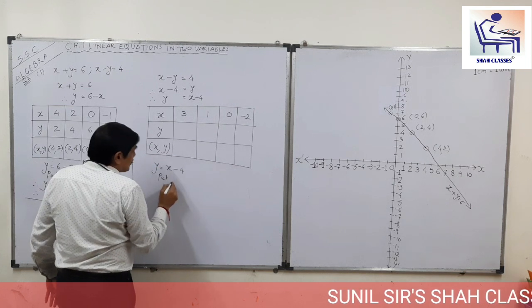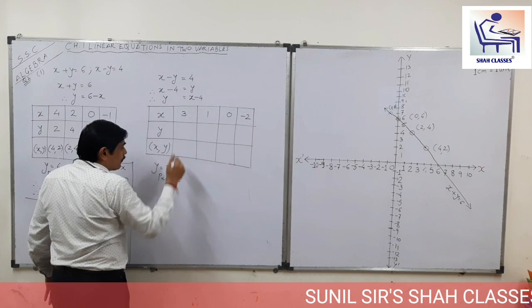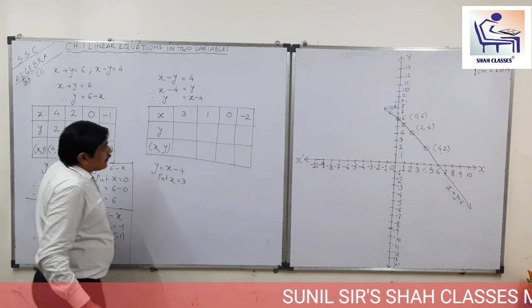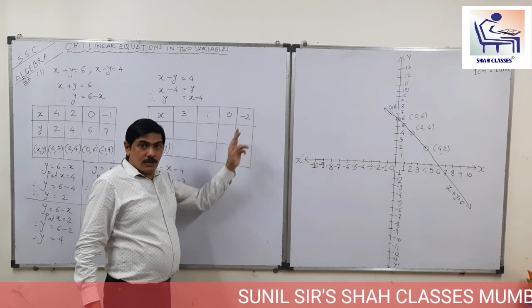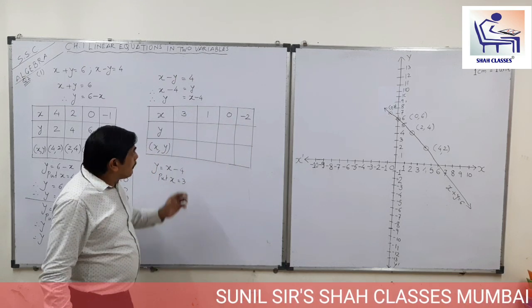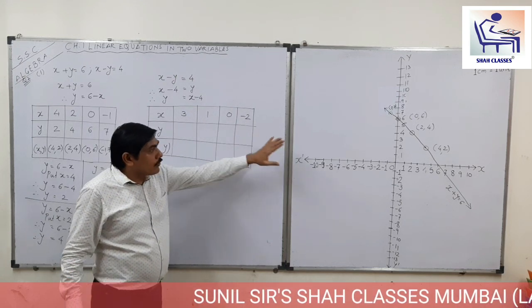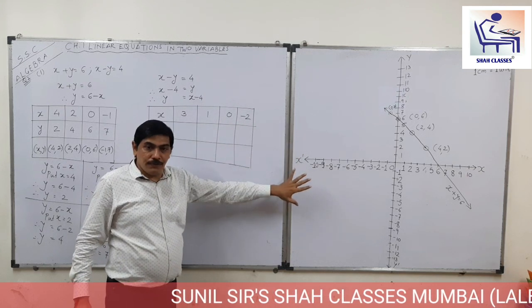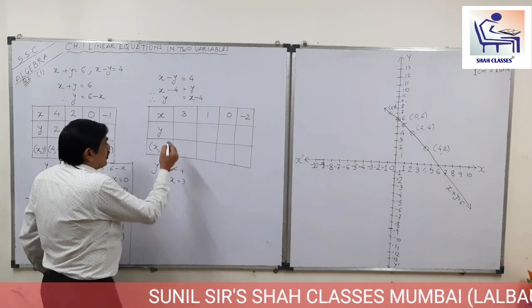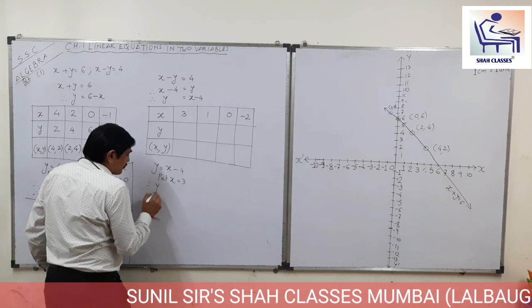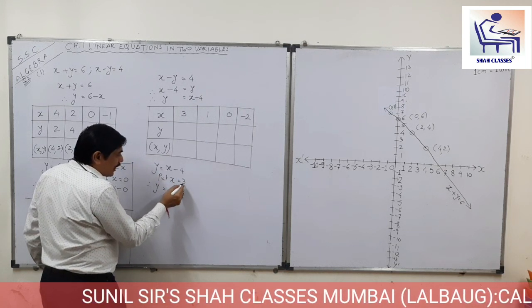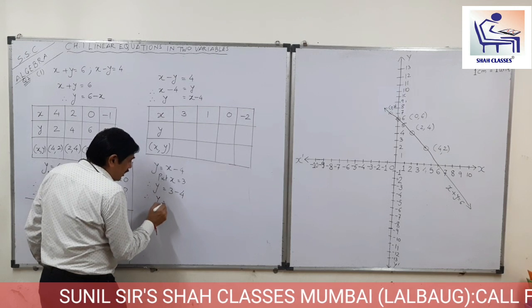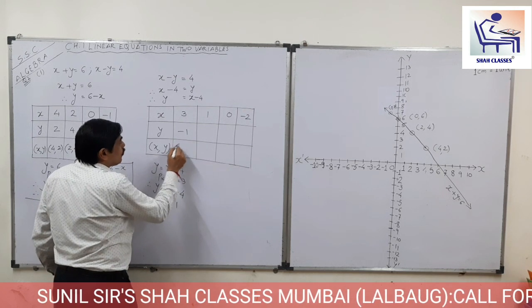Put x is equal to the first value 3. Once again I am telling you, these values we are assuming. So you can take any values, but take a smaller value so it will be easier to draw the graph. And now we have to find out, 3 minus 4. Value of x is 3. So therefore y is equal to -1.